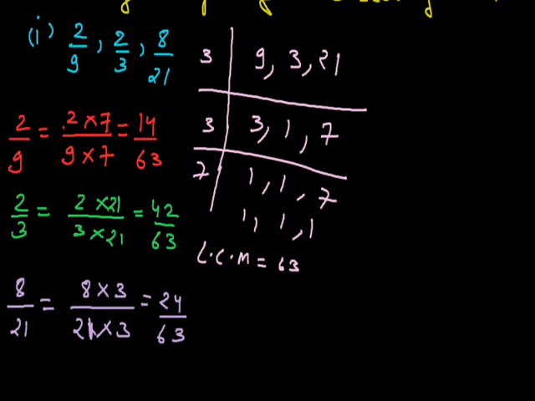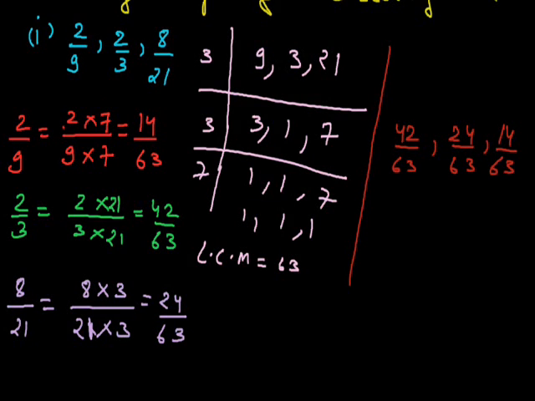Now we have to see which is the biggest number here. So the biggest is 42 by 63, then we have 24 by 63, then we have 14 by 63. So the arrangement will be 42 by 63, which means 2 by 3, then 24 by 63, which means 8 upon 21, and then 14 upon 63, which gives you 2 upon 9. So this is the descending order. Okay, now next, the second part.